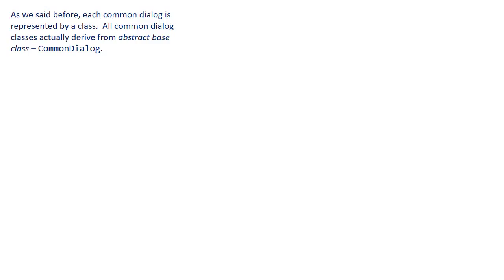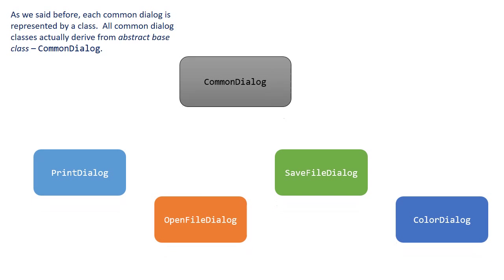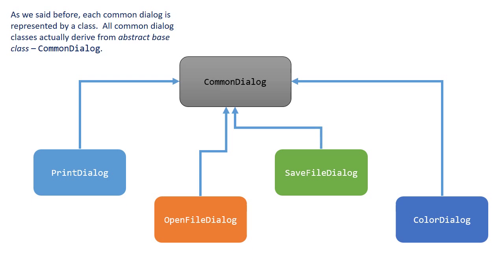As we said before, each common dialog is represented by a class. And all of these classes actually derive from an abstract base class, CommonDialog. We're going to show this here with this inheritance diagram. Just letting you know that not all of the available common dialogs are shown in this video. We're just showing a few of them. We have PrintDialog, OpenFileDialog, SaveFileDialog, ColorDialog. All of these are classes which represent specific common dialogs, and they all inherit from the abstract base class CommonDialog.